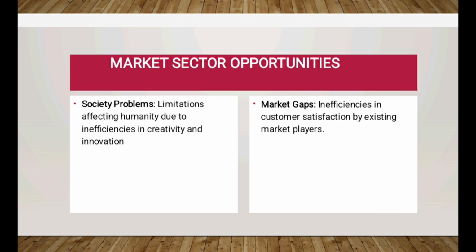Okay, think about the agricultural industry. It's addressing the problem of hunger. So society problems all the time are what create a market among us people. Again, these are limitations affecting humanity due to inefficiencies in creativity and innovation. So whenever there's a problem in society, that invokes creativity and innovation. And guys who challenge themselves to innovate and create and are able to solve that problem in society end up becoming giants in the marketplace.